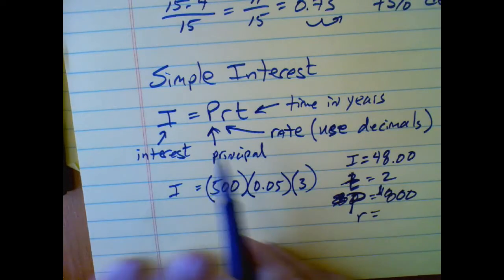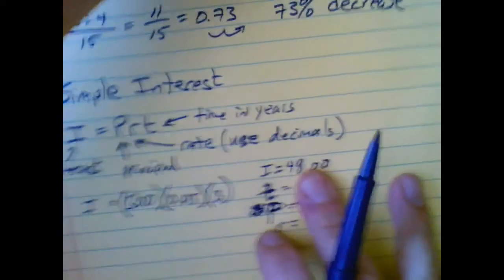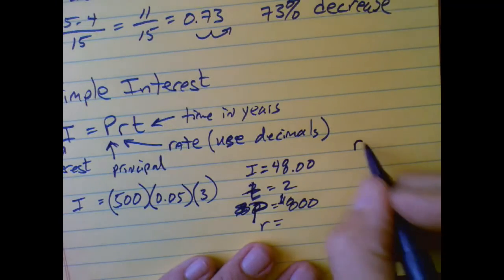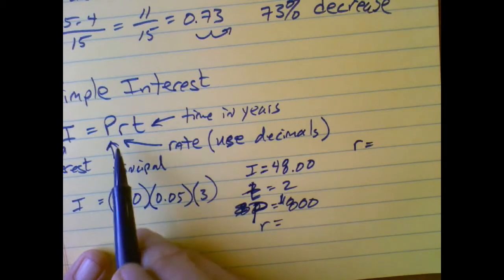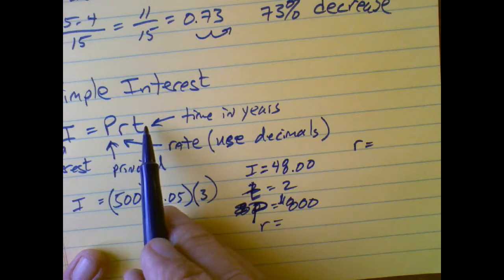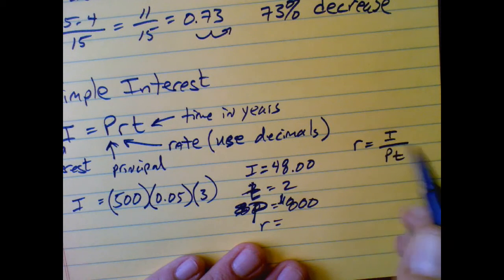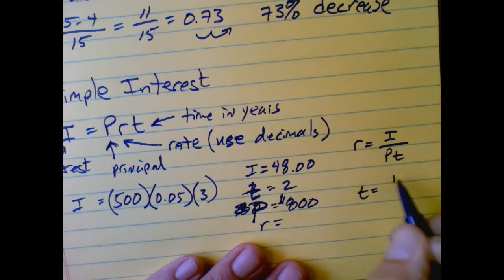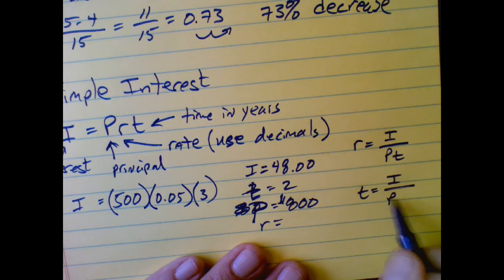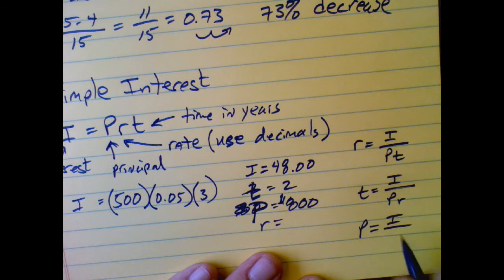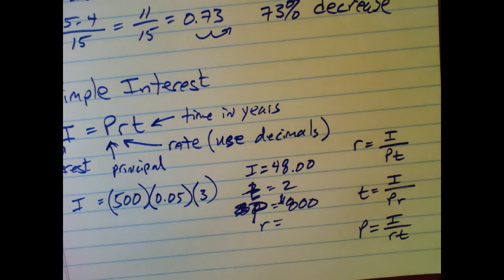In this case, I'm going to have to rewrite my formula so that I have the rate. And so in this case, R is going to be equal to, if I want this for R, I'm going to have to divide both sides by P and T. So that means interest divided by principal and time. If I want to know how long something would be, I would divide the interest by the principal and the rate. And of course, if I want to know my original principal, I'd have to divide the interest by the rate and the time.